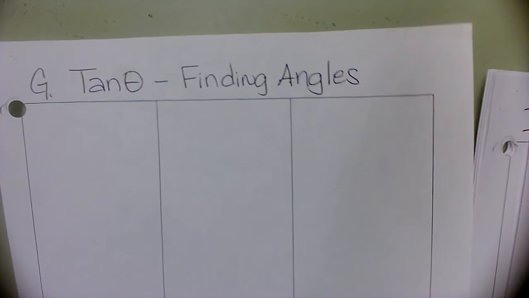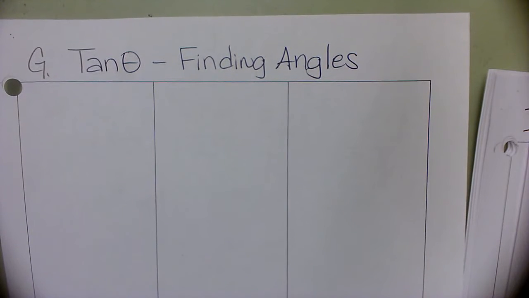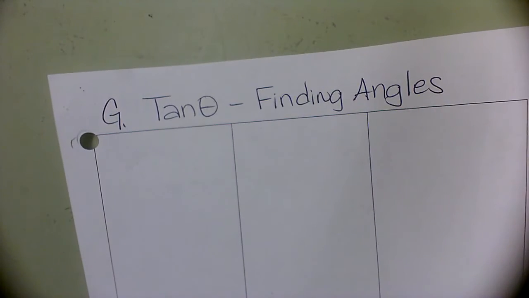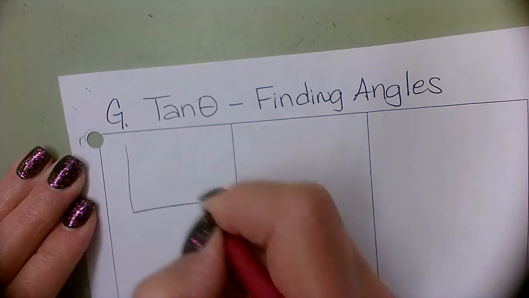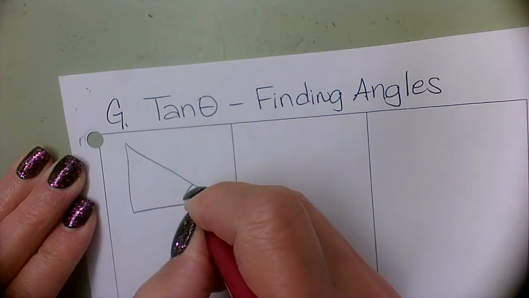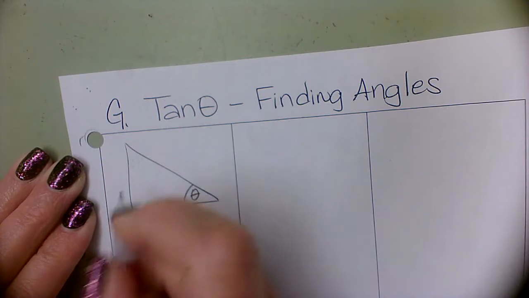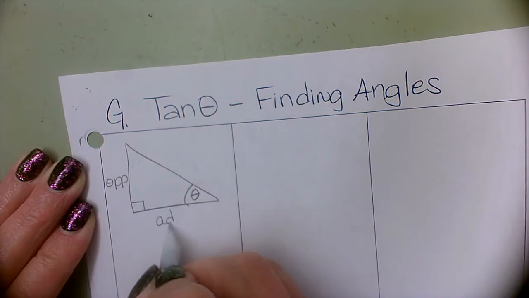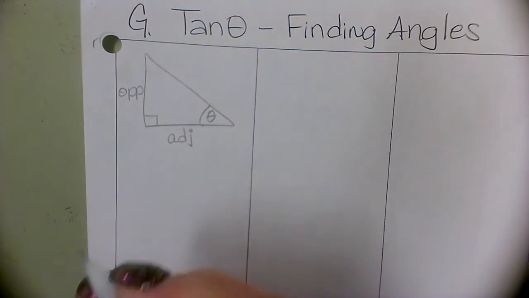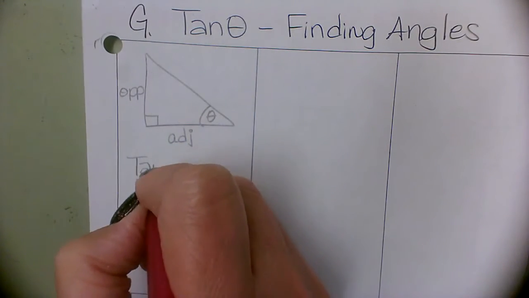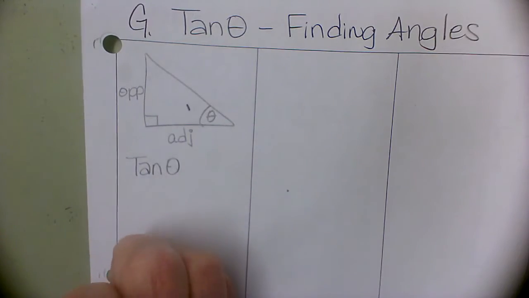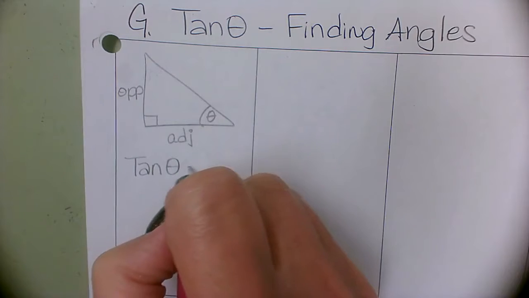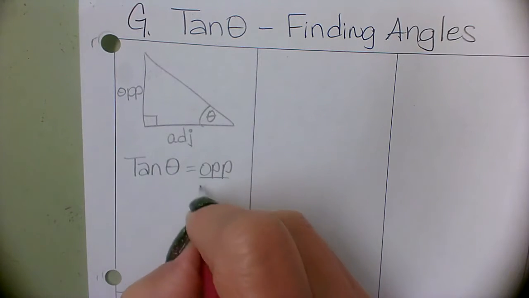All right, now we're going to find tan, but this time we're going to find angles. The formula is exactly the same, right? We are dealing with a 90 degree triangle, opposite, adjacent, and our formula is exactly the same. Tan of an angle, you can use any letter you want, or you can use theta, equals opposite over adjacent.